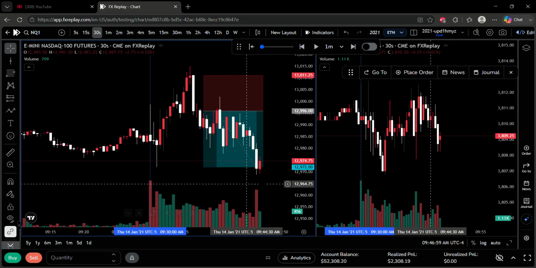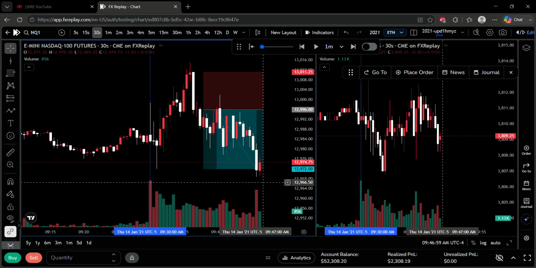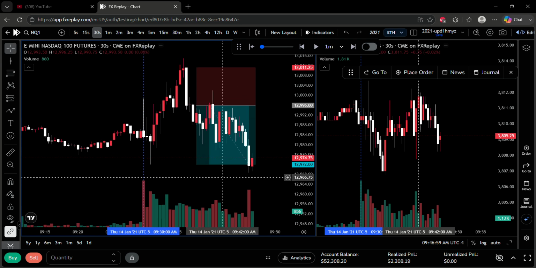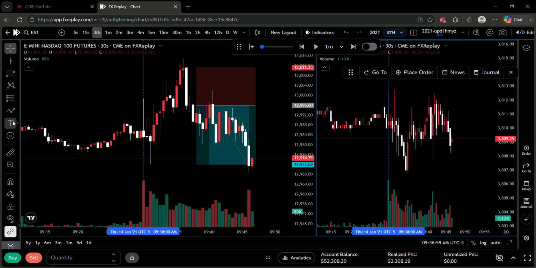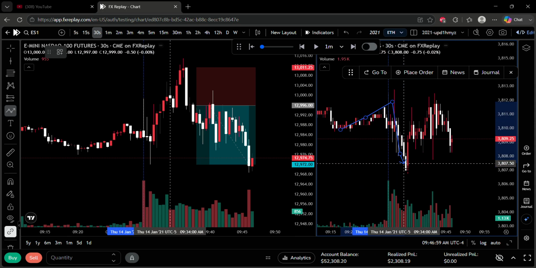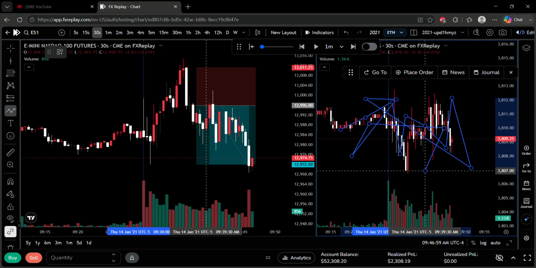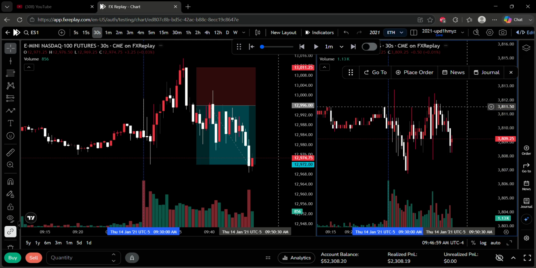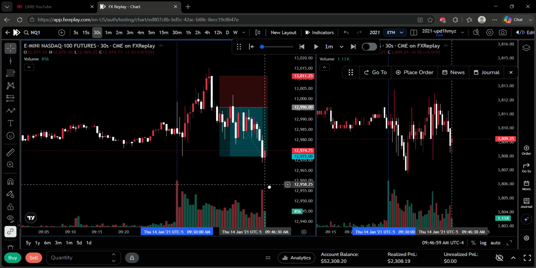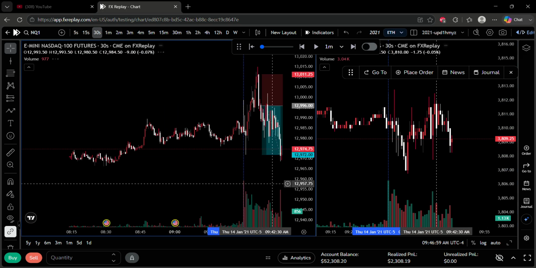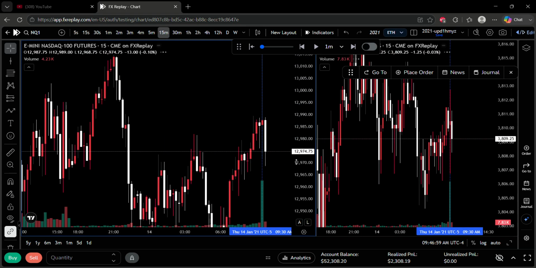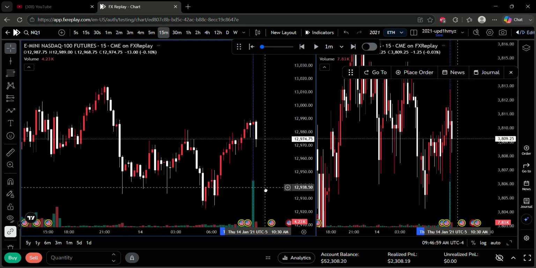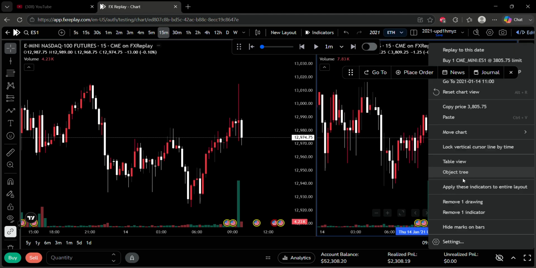Finally. That is 1.5 reward, really good. ES is just chopping, like, Jesus. Get out of here. This is a really good setup. Alright, you see the wick. We caught the wick as usual.